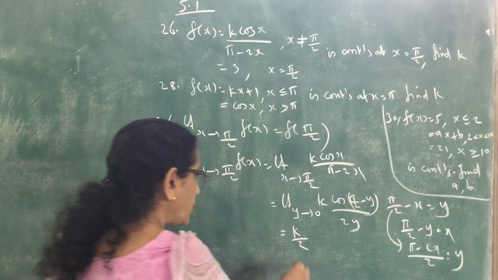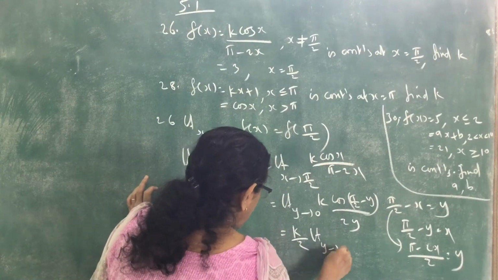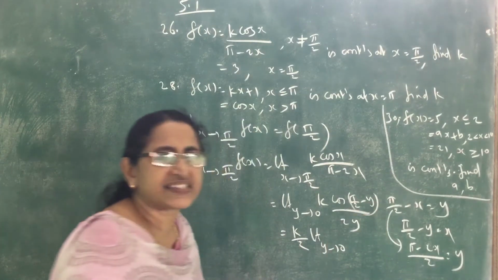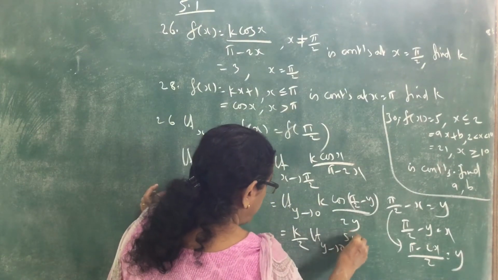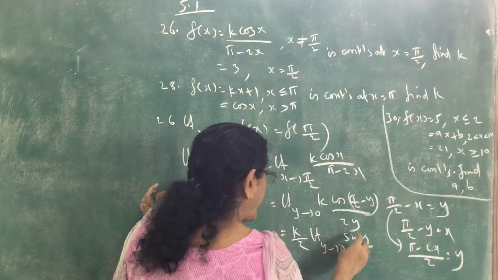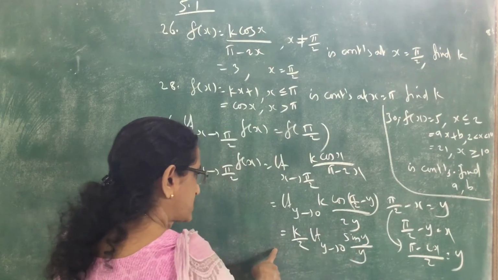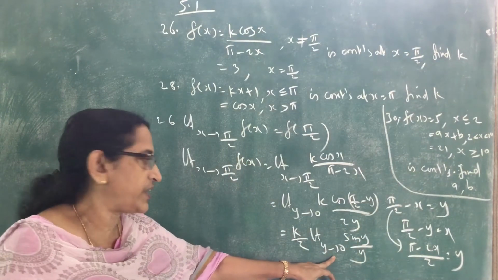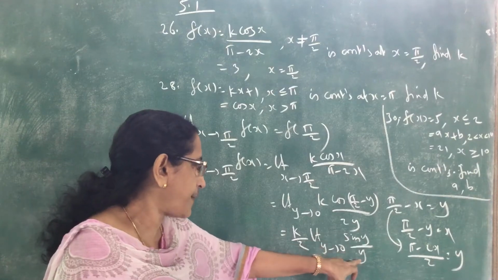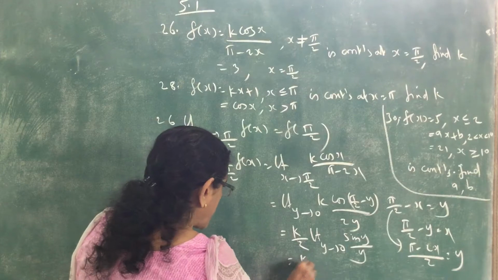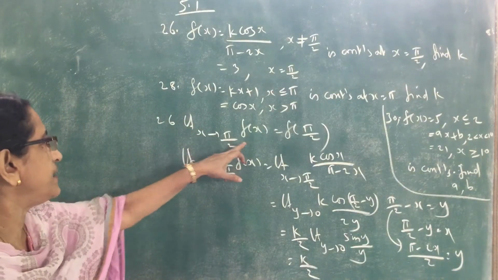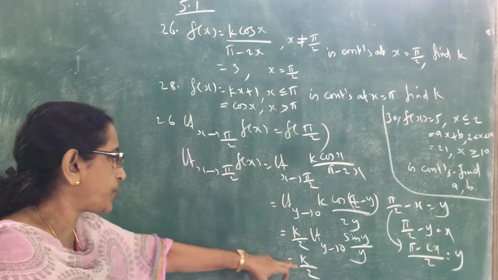k by 2 into limit y tends to 0. cos of pi by 2 minus theta is sin theta. So cos of pi by 2 minus y is sin y. Sin y by y, this y. So k by 2 we have taken outside. And we know the standard formula, limit theta tends to 0, sin theta by theta, is 1. So k by 2 into 1, that is k by 2. So we got the left side, limit x tends to pi by 2 f of x equal to k by 2.